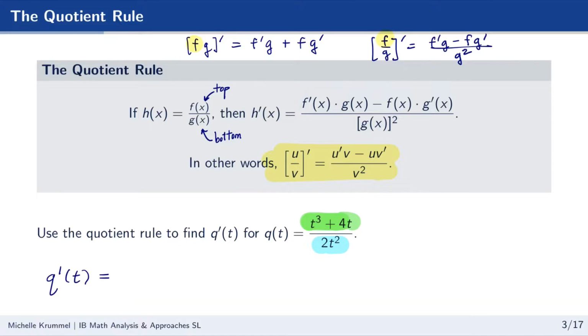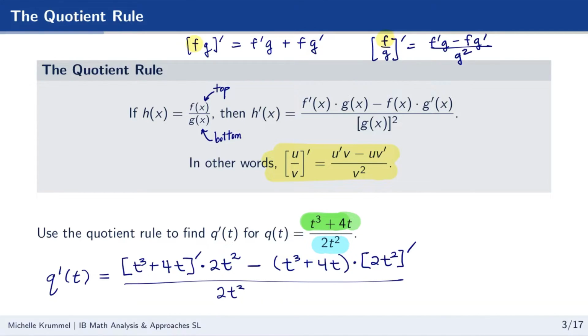So for the derivative of the top, I'm going to write the top in brackets and then put the derivative symbol outside. I haven't taken the derivative yet, but this reminds me that I need to take the derivative of t cubed plus 4t and then multiply it by 2t squared, minus, and then I'm going to keep the top, t cubed plus 4t, leave the numerator alone, and multiply that by the derivative of the denominator, all over the bottom squared.